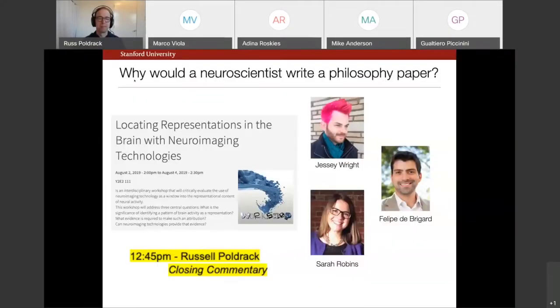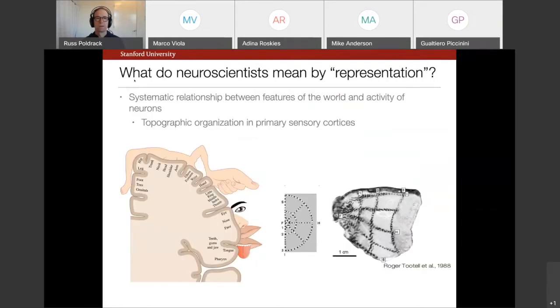some really amazing talks and discussion. And the ideas I'm going to lay out today were kind of inspired by the conference, along with lots of other things that I've been thinking about over the last couple of years. So I first start by thinking about what neuroscientists mean when they use the term representation.